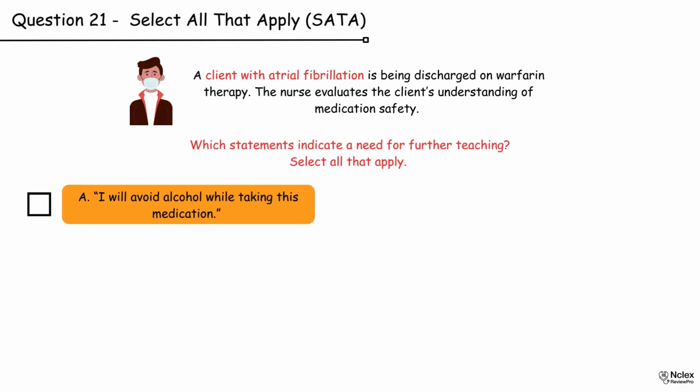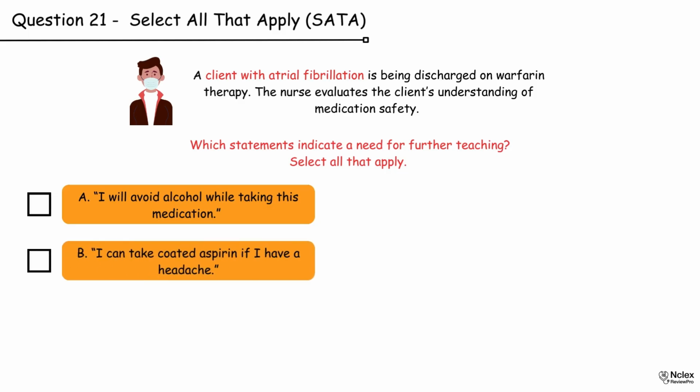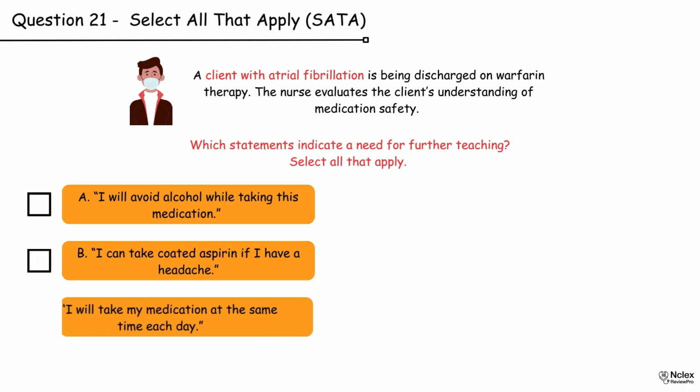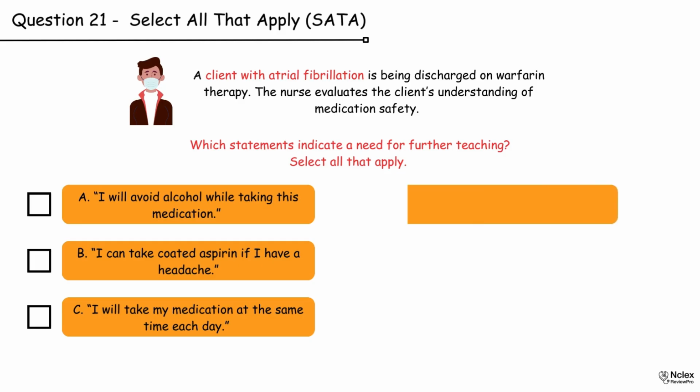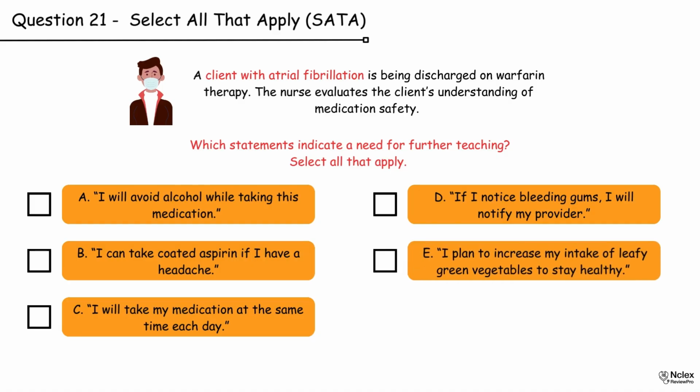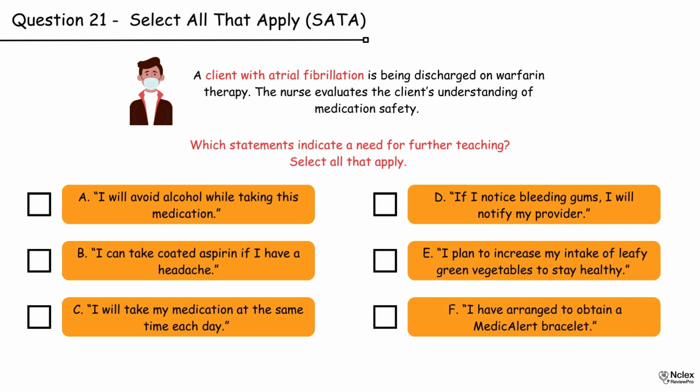A. I will avoid alcohol while taking this medication. B. I can take coated aspirin if I have a headache. C. I will take my medication at the same time each day. D. If I notice bleeding gums, I will notify my provider. E. I plan to increase my intake of leafy green vegetables to stay healthy. F. I have arranged to obtain a Medic Alert bracelet. Take a moment. This is about bleeding risk and vitamin K consistency. Pause here if needed.